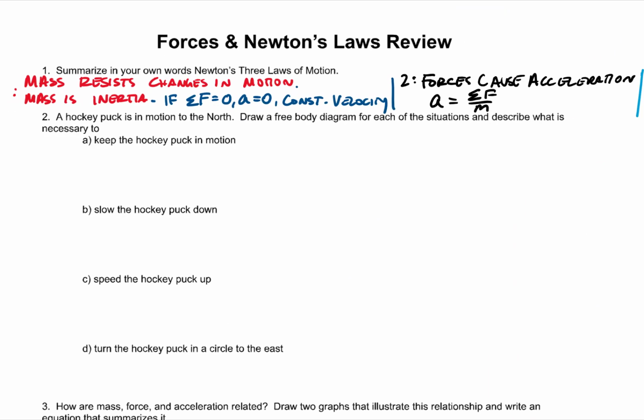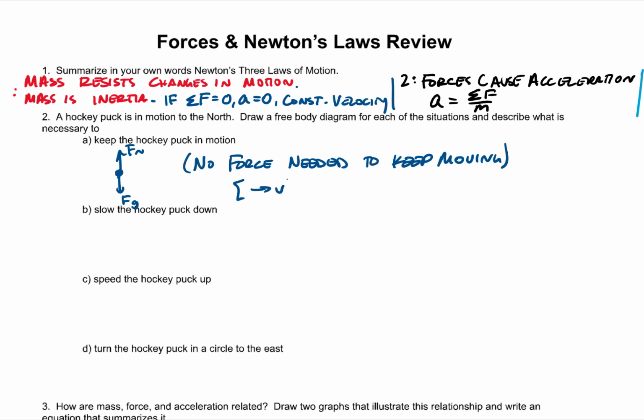Question 2, we have a hockey puck moving to the north. We want to draw a free body diagram for each of the situations. So in order to keep the hockey puck moving, it's already moving to the north. Well, it's going to have the normal force and the weight acting on it. But if I want it to keep moving, I don't need an additional force. I don't need any extra force. No net force is needed to keep an object moving. It's just going to move, let's say, to the right and continue moving to the right.